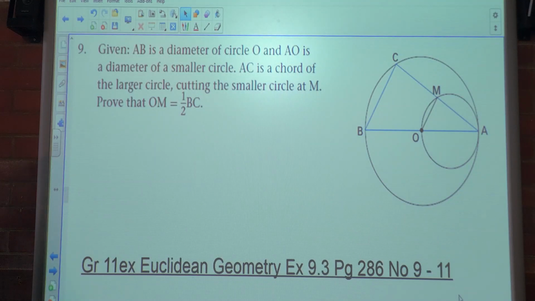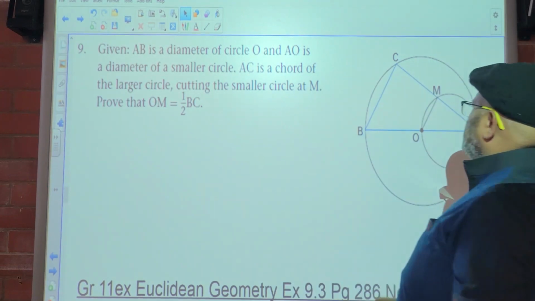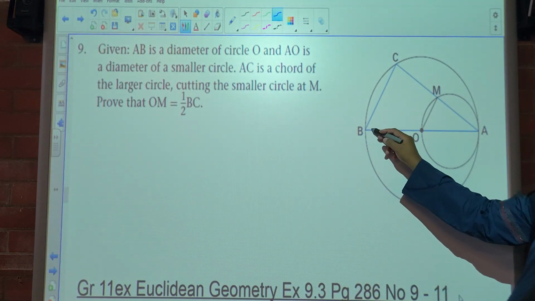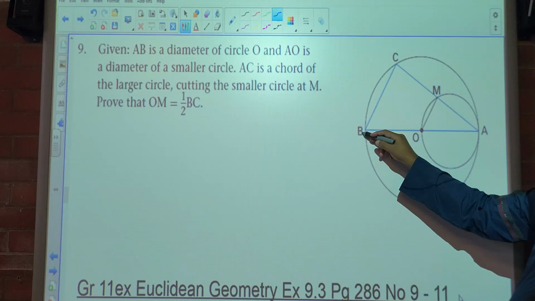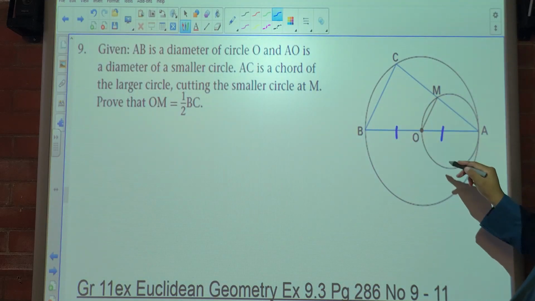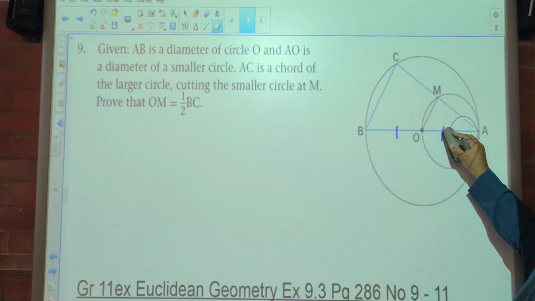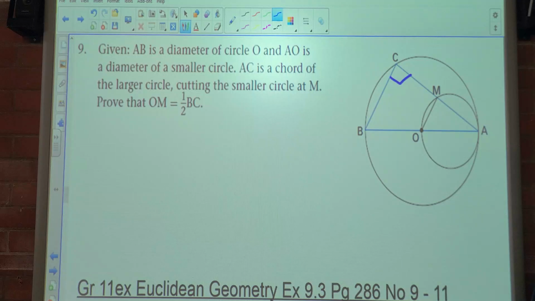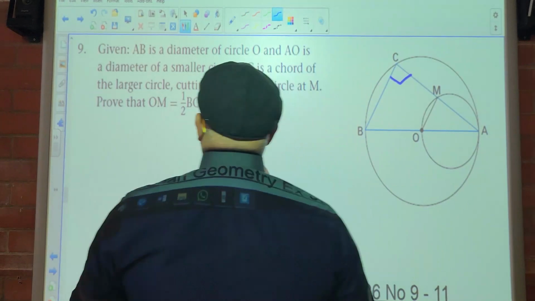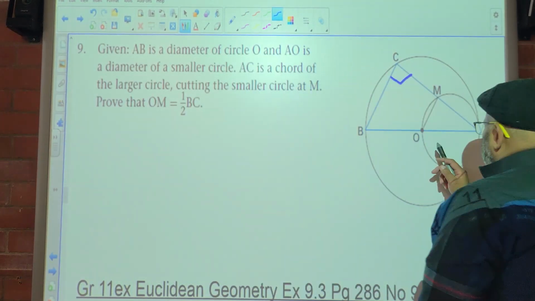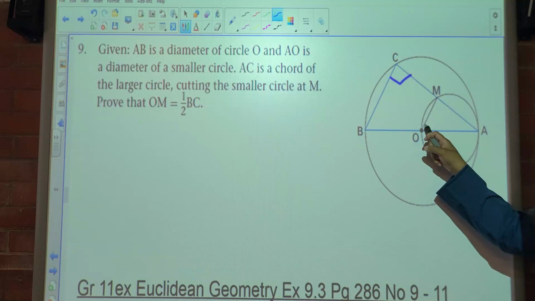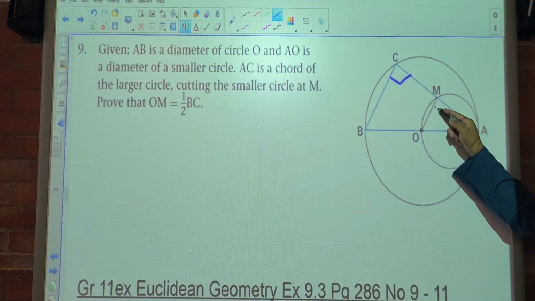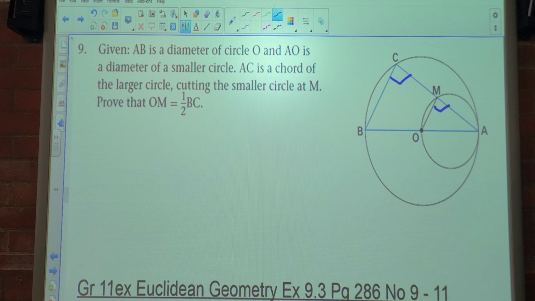People, given AB is the diameter of the circle with center O. If AB is the diameter, what do we know? OA is equal to OB. What else do we know? Angle C is equal to 90. Why? Angle in semicircle. Then we are told that AO is the diameter of the smaller circle. Another diameter. What do we know now? Angle AMO is 90. Why? Angle in semicircle.